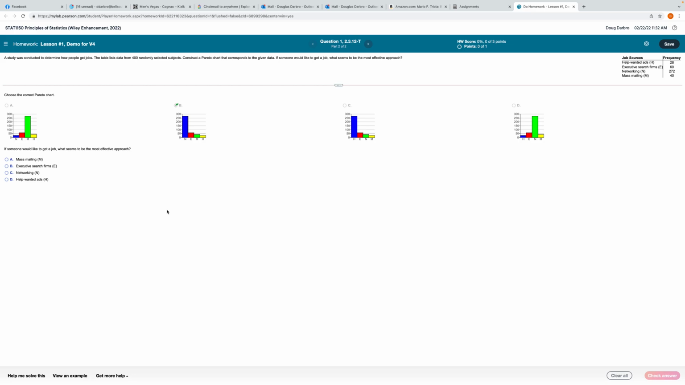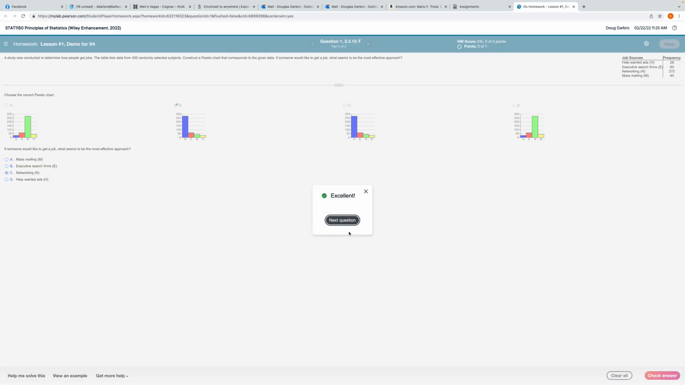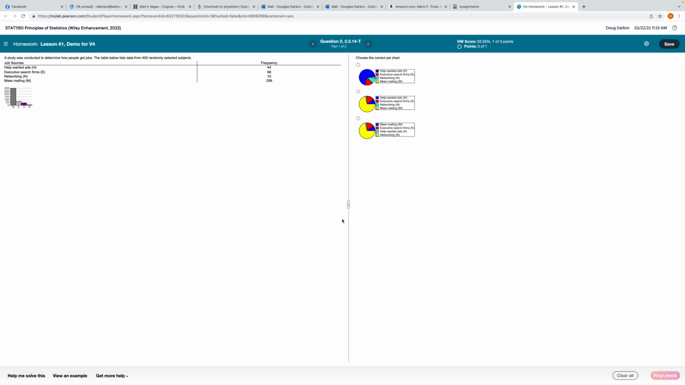This is just going to take it a step forward. So if someone would like to get a job, what seems to be the most effective? Well, I think clearly networking would be the most effective. Don't you wish it stayed there? You're going to really wish you had this stuff back once we get into estimation and hypothesis testing, but yeah, this is stuff that we need to cover.